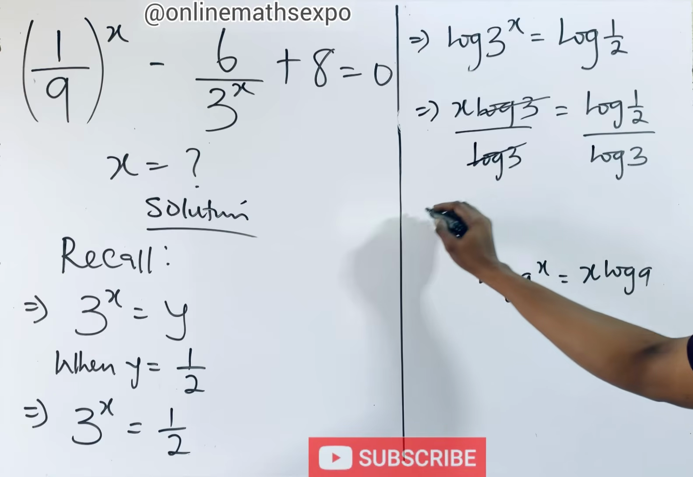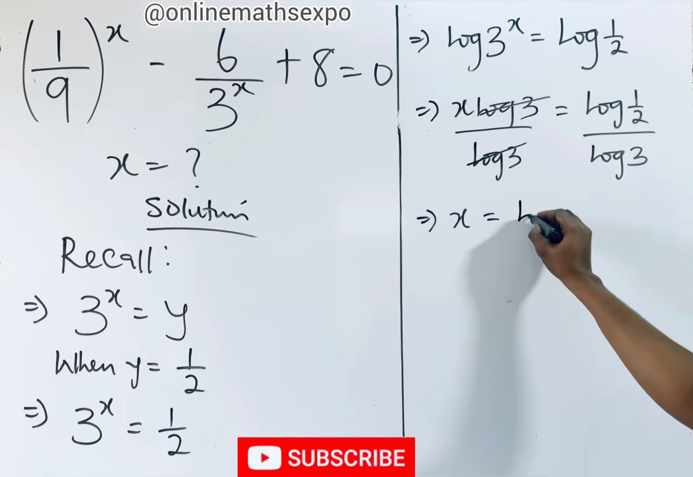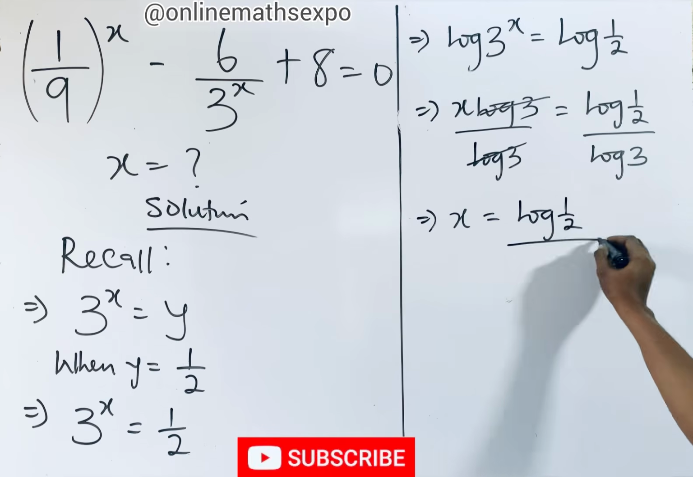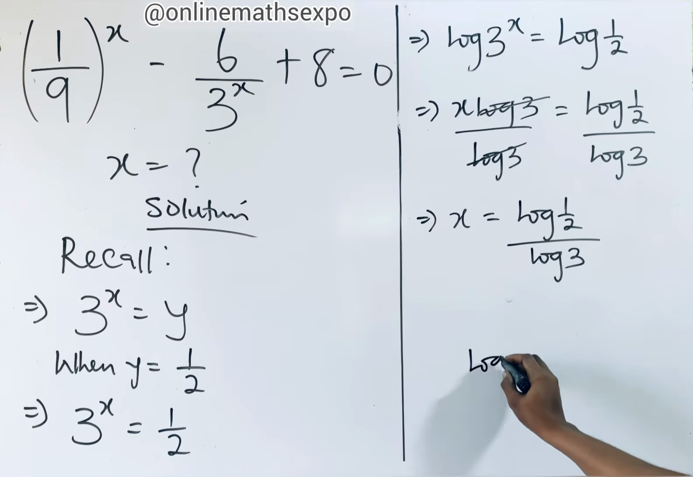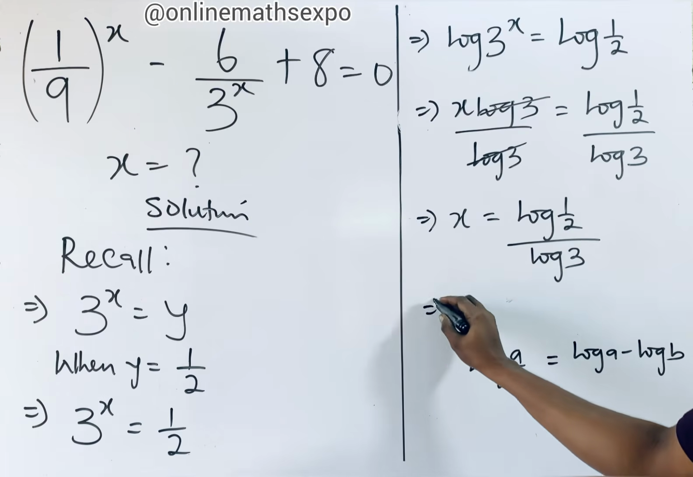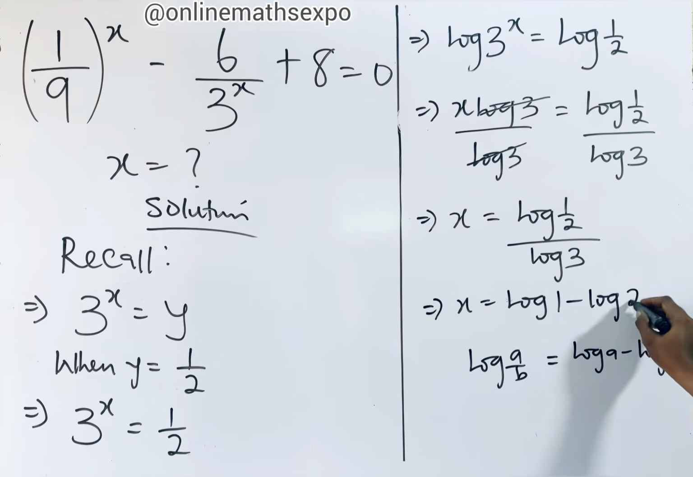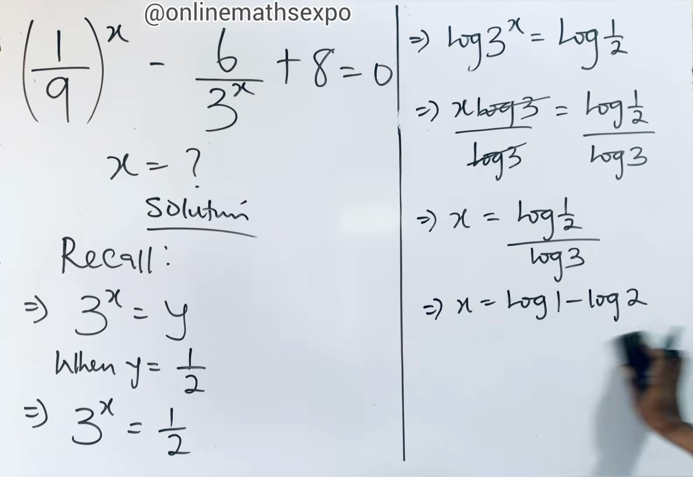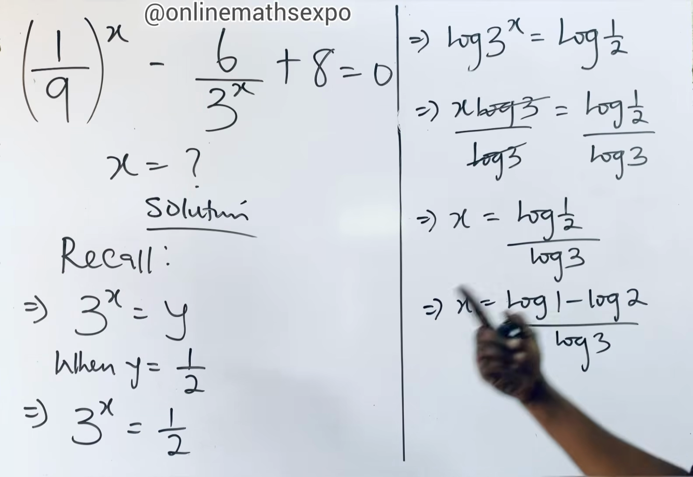This will cancel, so if you simplify, x will give us log of half divided by log of 3. Now remember that if you have log of a divided by b, it is the same thing as log of a minus log of b. So this will give us x is equal to log of 1 minus log of 2, then divided by log of 3. Now you also remember that log of 1 is always 0.